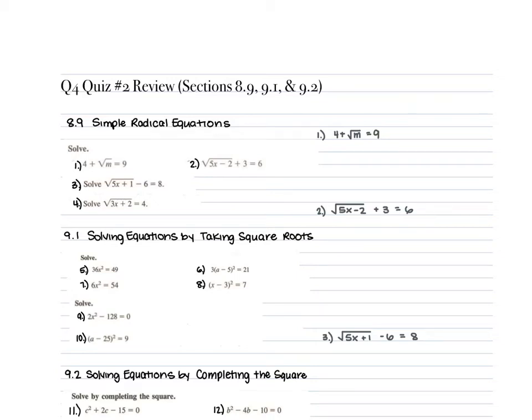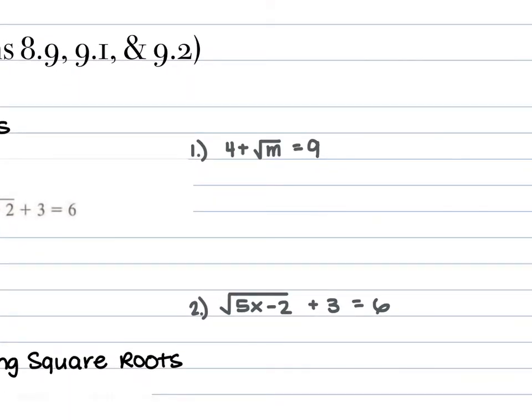Quarter 2, quiz number 2 review, sections 8-9, 9-1, and 9-2. Our first section goes over 8.9, and it's just radical equations. So we're solving these equations that involve radicals. Our first one we have is 4 plus the square root of m is equal to 9.